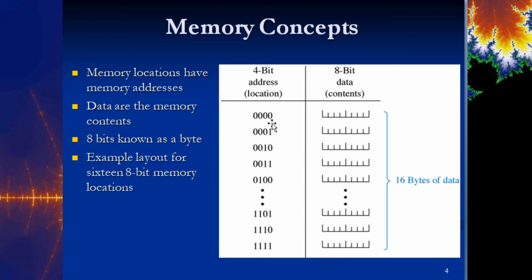So we're still referring to the memory locations by their, in this case, binary address. You could refer to them by their hexadecimal address as well, which is common. But anyway, here we've got 16 8-bit memory locations. So the memory address starts at 0000 and goes to 1111. And then we have 8-bit contents.